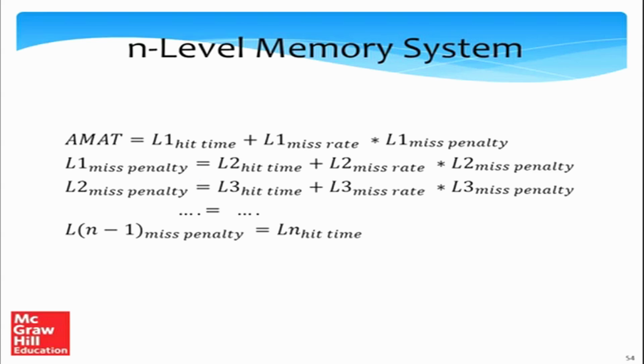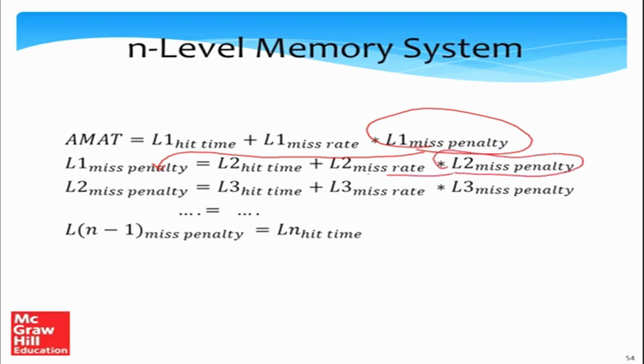So we can further extend this equation. As we showed in the last slide, the average memory access time is the L1 hit time plus the L1 miss rate times the L1 miss penalty. The L1 miss penalty further is the L2 hit time plus the L2 miss rate times the L2 miss penalty. Every single term is getting defined like this. Furthermore, if you have an L3 cache, the L2 miss penalty is the L3 hit time plus L3 miss rate times L3 miss penalty.